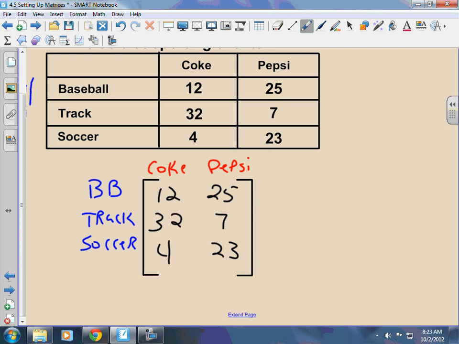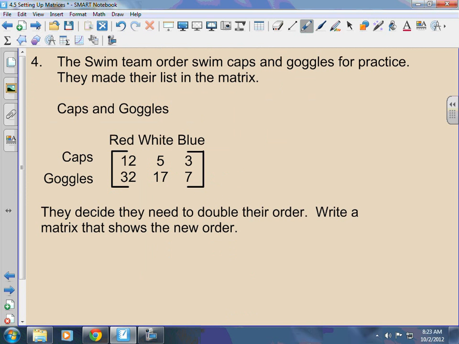Is this difficult? No. However, here's where it starts to get a little bit difficult. Not much, a little bit. The swim team ordered swim caps and goggles for practice. Here is their list as a matrix. How many caps were ordered is right here.